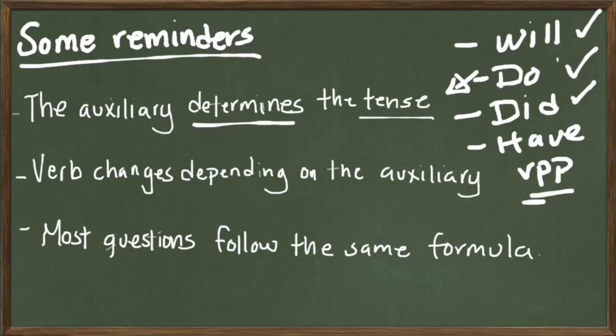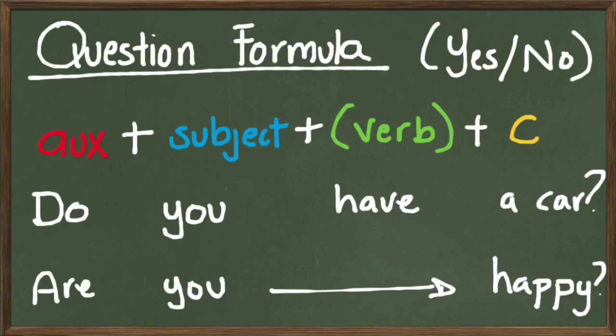Alright, now the next note is most questions follow the same formula. The same formula that I'm going to show you is basically the same for all the questions you formulate in the English language. So, if you memorize it, it will be very easy for you to formulate questions in the future. Okay, now don't forget that there are two types of questions, the yes-no type and the information type. This is for the yes-no type. Everything that is in parentheses is not completely optional, but it depends on the auxiliary. And I will give you an example.